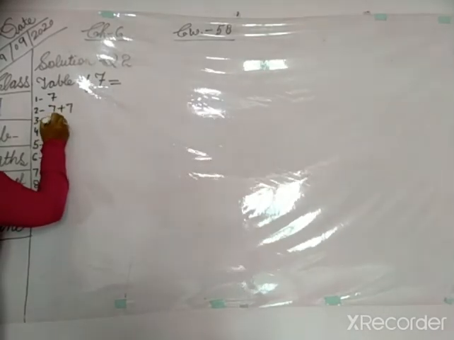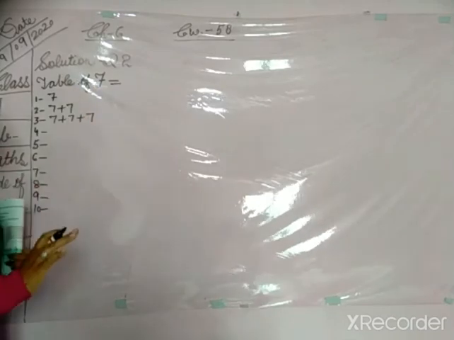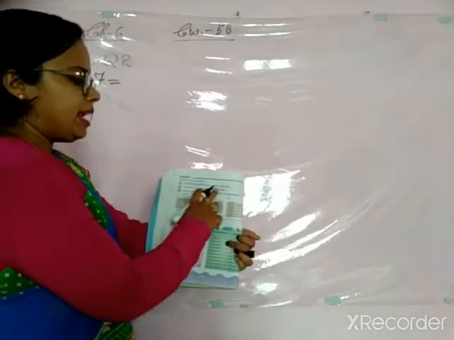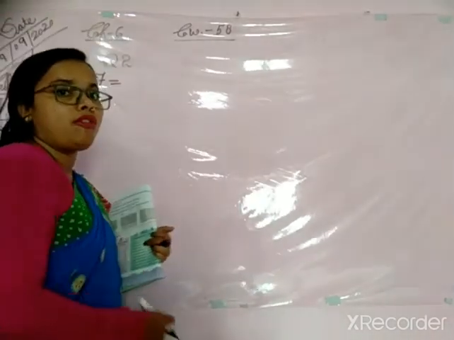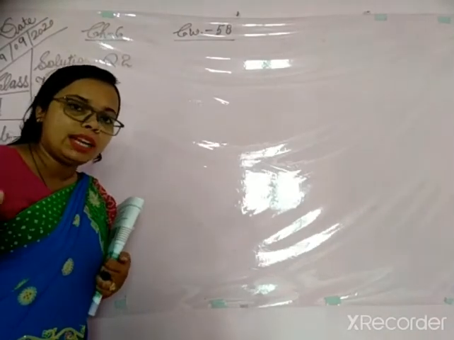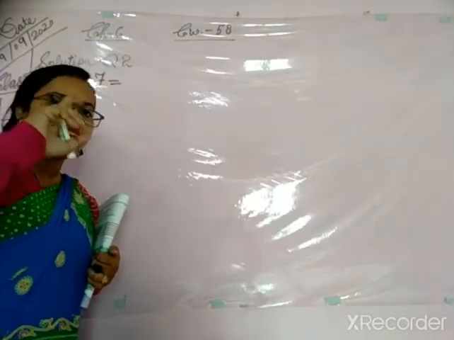1 means only 7. 2 means 7 plus 7. 3 means 3 times 7: 7 plus 7 plus 7. Because this is repeated addition. What is this? This is repeated addition. You have to write multiplication with the help of the first method. What was our first method? Our first method was repeated addition.